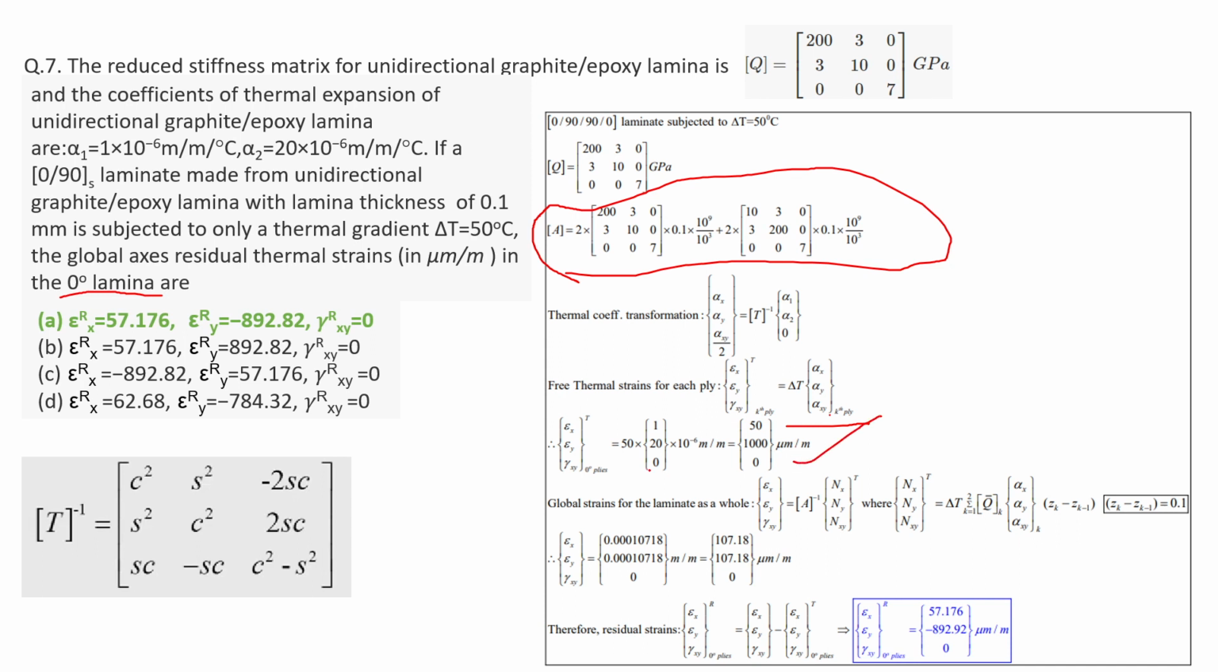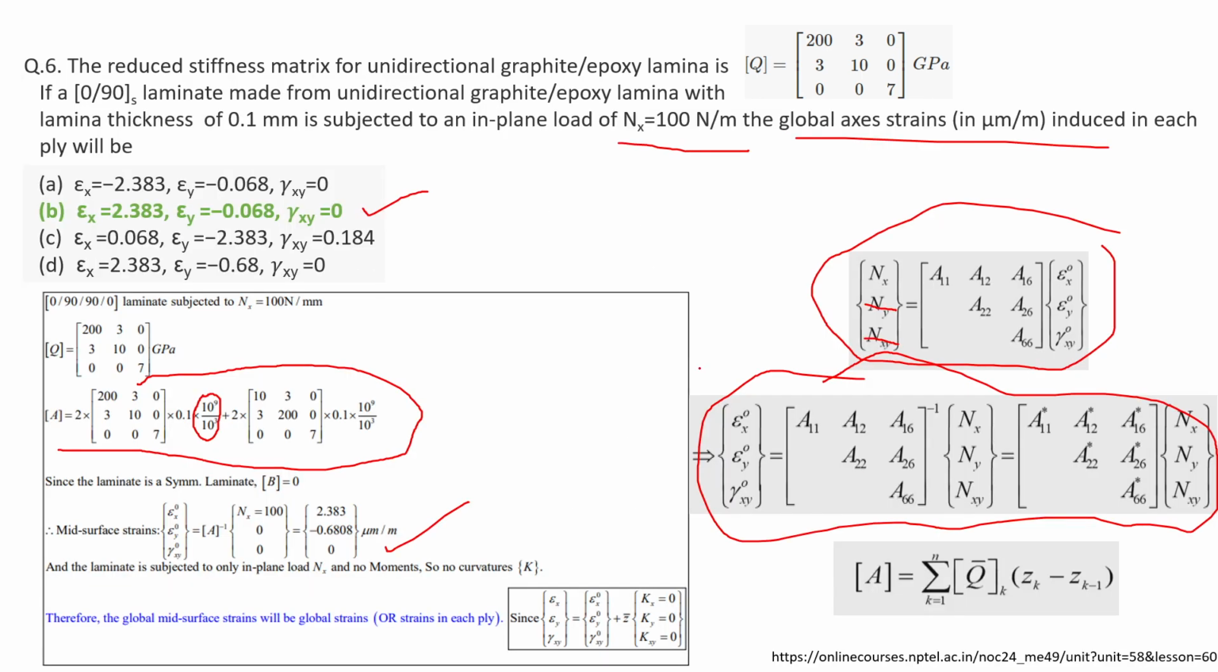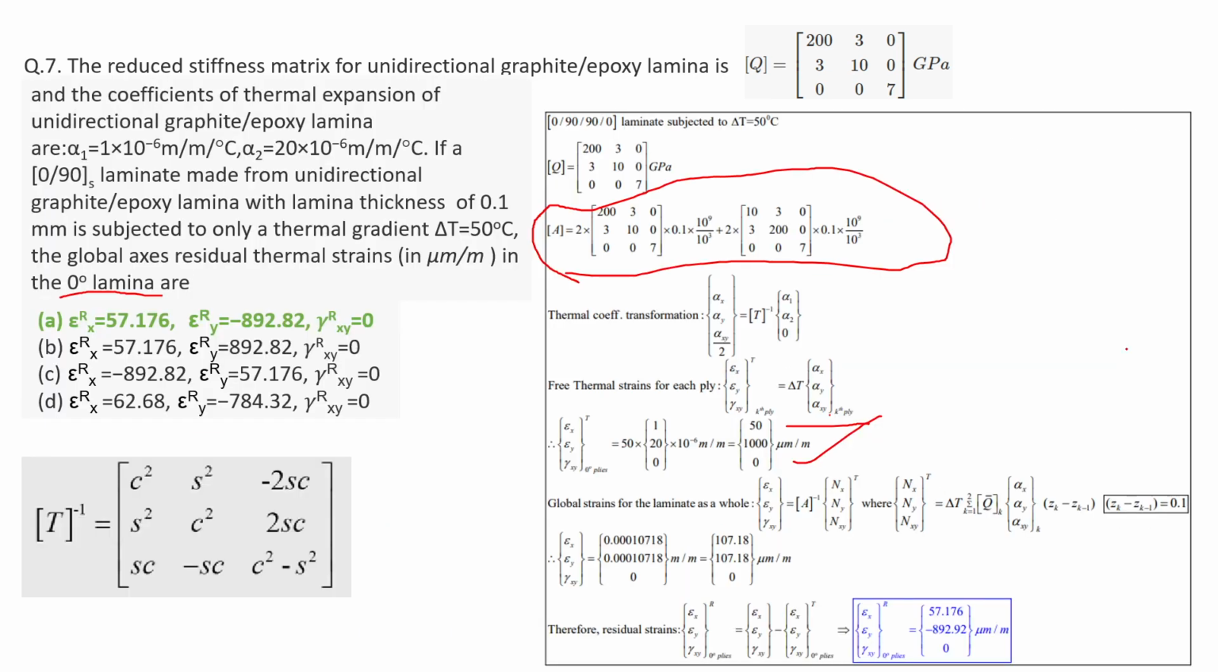We got that. Now we have to find the global strain of the whole laminate. To find the global strain for the whole laminate, we will again need the same equation, which will consider the load and the A matrix. So the global strain for the laminate will be equal to the inverse of A matrix and the load. But here, as I said, the load is not a direct load. The load is because of the change in the temperature. So there is an equation for the load due to thermal gradient.